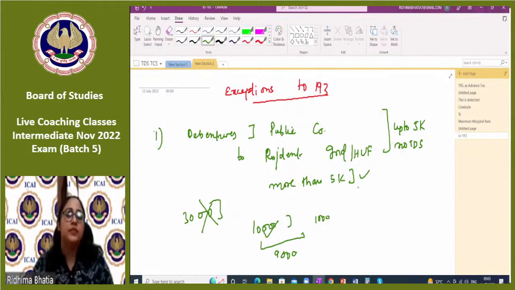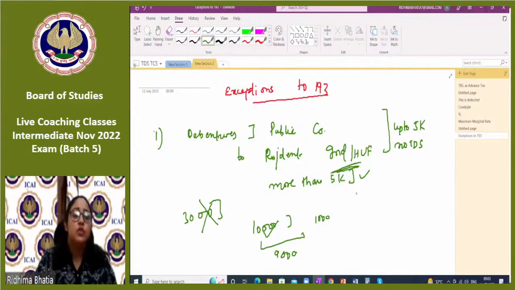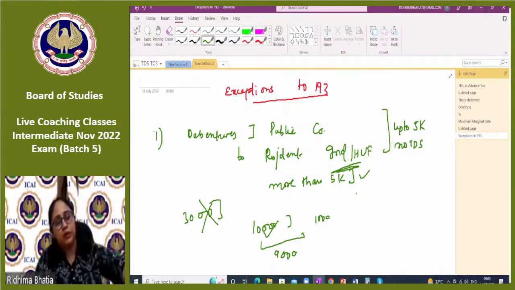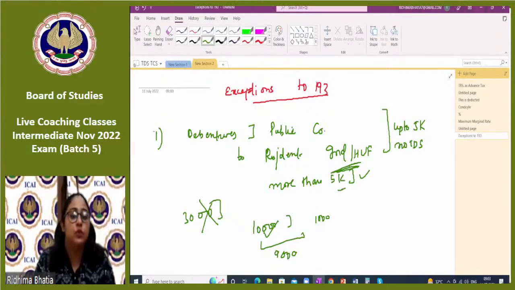This is the first exception which you have to remember. The first limit which is given is for only individual and HUF. If debentures are issued by a public company to another firm, they will deduct the TDS on entire interest which is paid to them irrespective of the threshold limit. The threshold limit is only for individuals and HUF. Okay, number one exception which you have to remember.